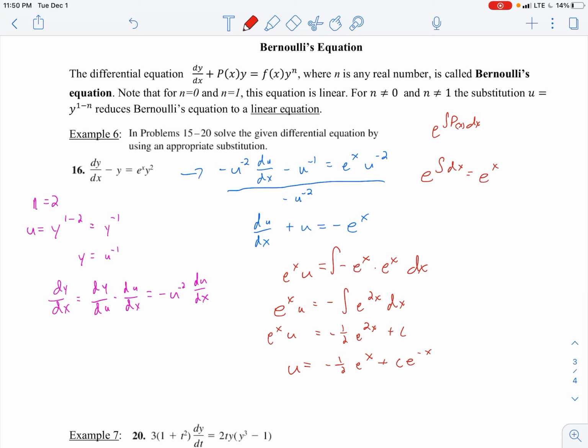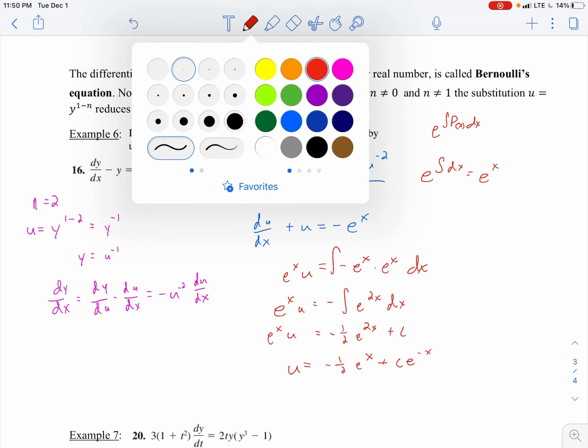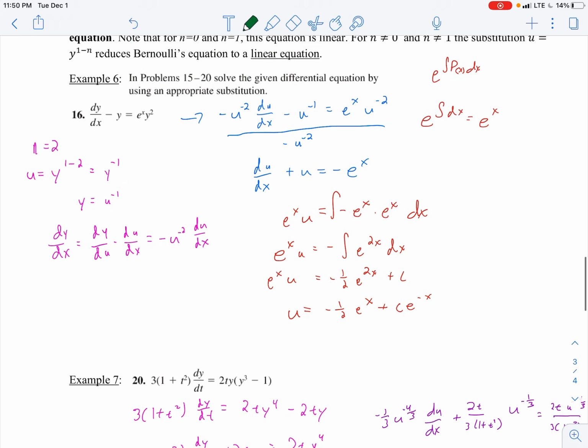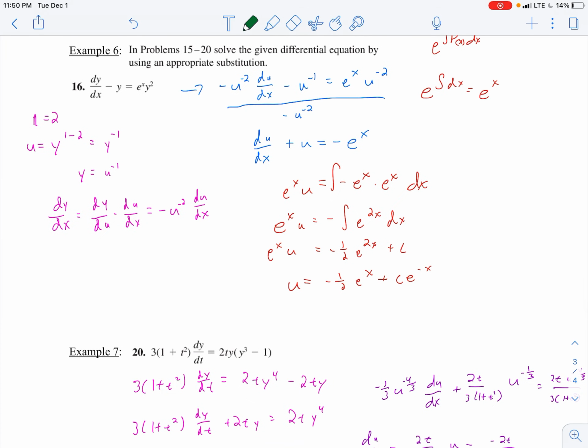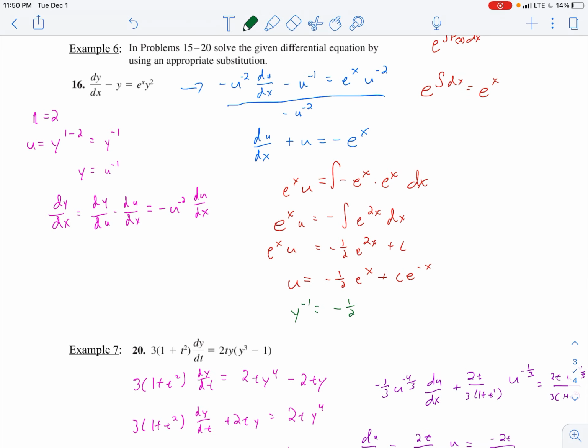Let's substitute in for our u. Our u is y to the negative 1, and that's going to be equal to negative 1/2 e to the x plus c e to the negative x. And we're finished there. We could clean this up, but why would we want to? Because it would be 1/y. We'd have to do the reciprocal of the left and right side, and that's not worth doing. So we can be finished right here.